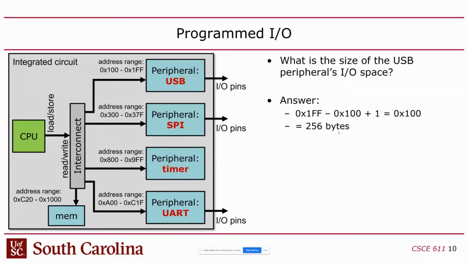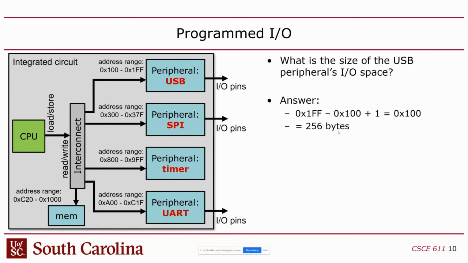So the I/O range is shown. For example, if you look at the USB interface, it starts at address 100 in hex and it ends at address 1FF in hex. So its range is 1FF minus 100 plus 1, which is 200 in hex, or in decimal it's 256.